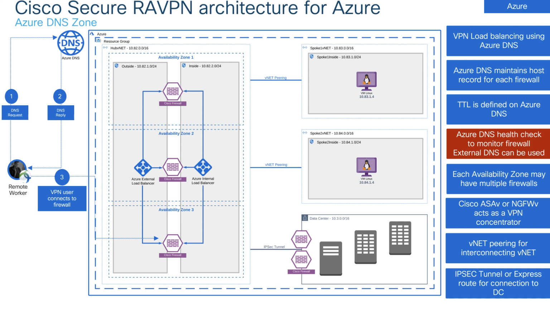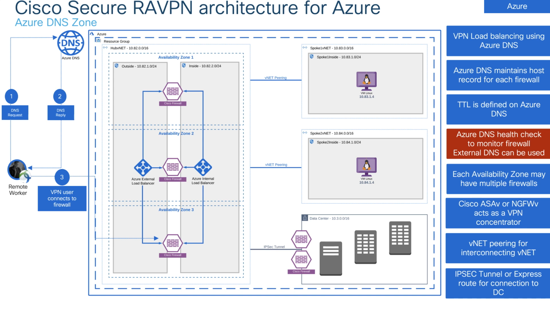We recommend using multiple firewalls per availability zone. For the sake of simplicity of this diagram, I'm just showing one firewall per availability zone. Now these firewalls will act as your VPN devices, and when I say VPN devices, you can terminate your IPsec tunnel, you can terminate your RAVPN, it could be IPsec or SSL, but majorly this architecture is for remote access VPN users.